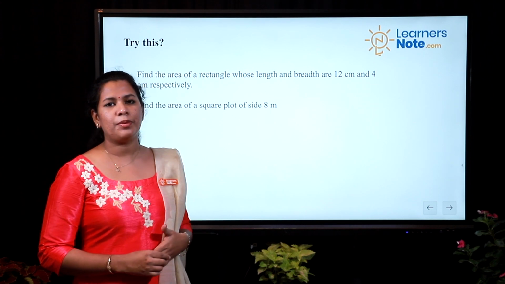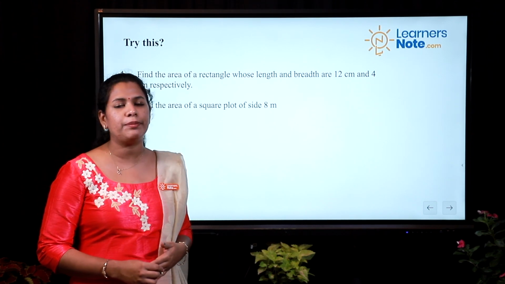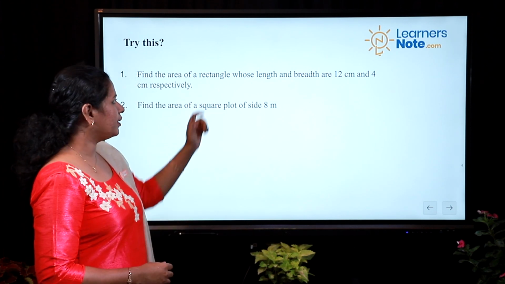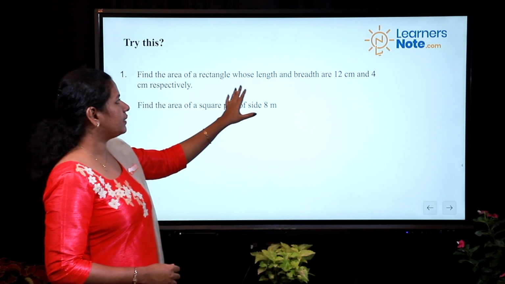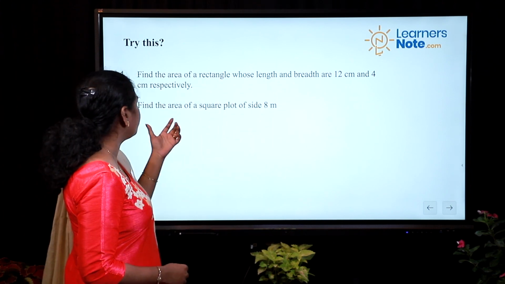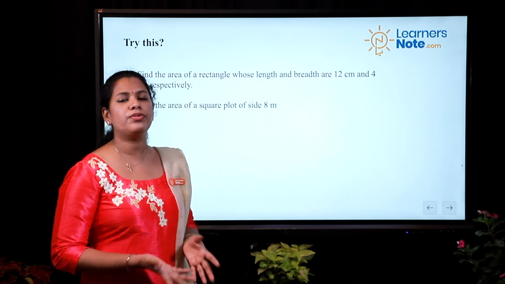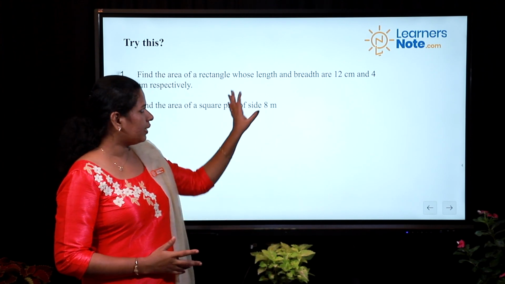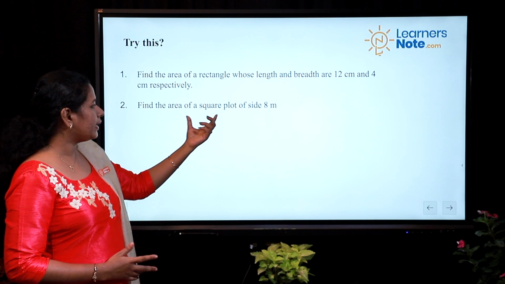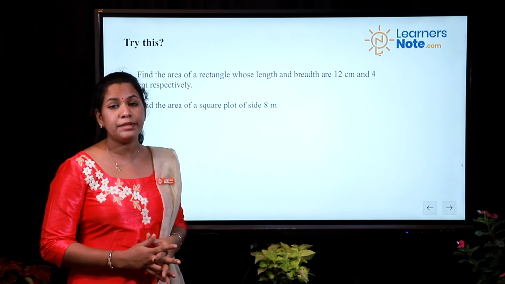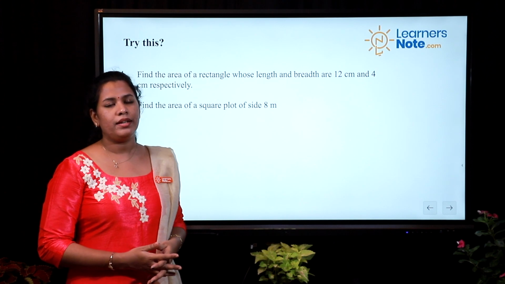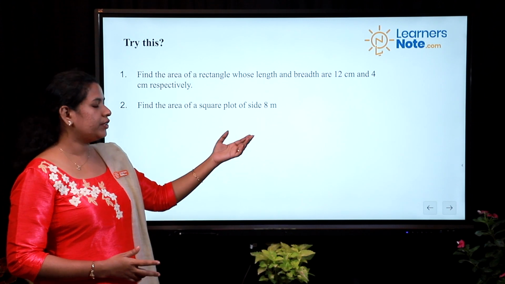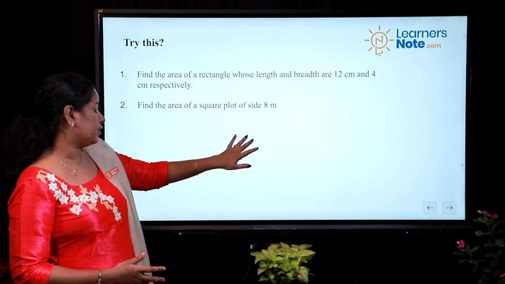Till now, we have discussed how to calculate the area and perimeter of different geometrical shapes, so that you can try these questions. I have listed 2 questions here. Find the area of a rectangle whose length and breadth are 12 cm and 4 cm respectively. Then what is the equation for finding the area of a rectangle? Okay, by multiplying length and breadth, we will get the area. And how to calculate the area of a square plot whose side is 8 meters? Then you can use the formula a square. So a square is the formula used for finding the area of a square. So 8 into 8, 64 square meters.